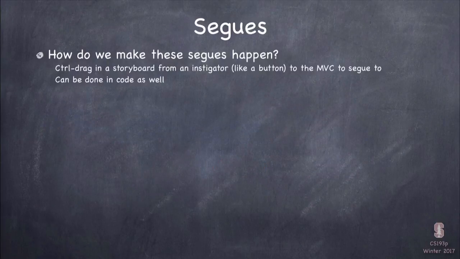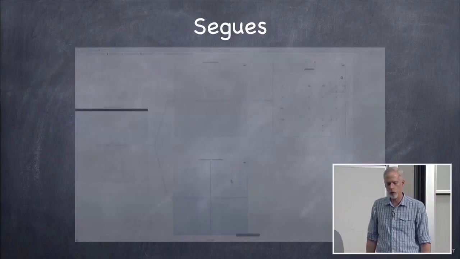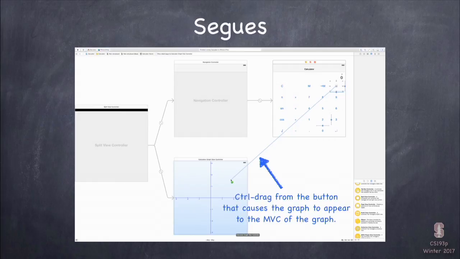All right? So how do we make these segues happen? Of course, we use control drag. We love to use control drag. So here, for example, is the calculator example. I got a split view. And in my calculator there in the upper right, I have a button. It's very hard to see, but it's a little picture of a graph. So that's the button that when I press it, it's going to take whatever's in my calculator and graph it. So if I've typed in, for example, M cosine, it's going to draw a cosine wave. Okay? That's what that button does.